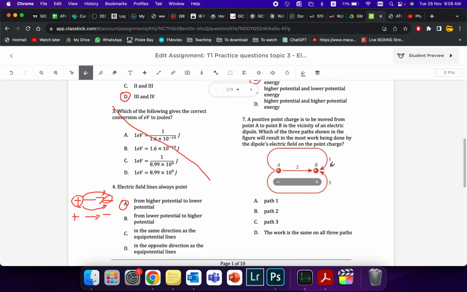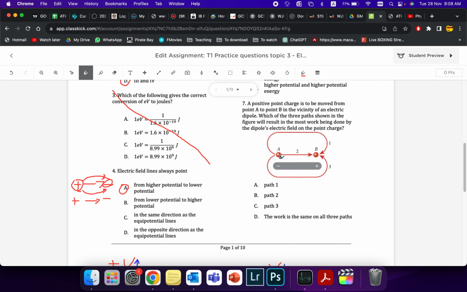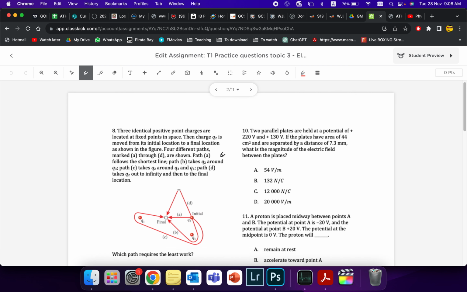A positive charge, moving around, we're trying to figure out the work done. Well, you can see that the work done only depends on the final minus initial displacement, from start to finish. This is all that I care about. It doesn't matter if I go on all these squiggly lines. As long as I finish here and here, that means that all of the work will be the same. So in this case, D is the answer. Work is the same on all the paths.